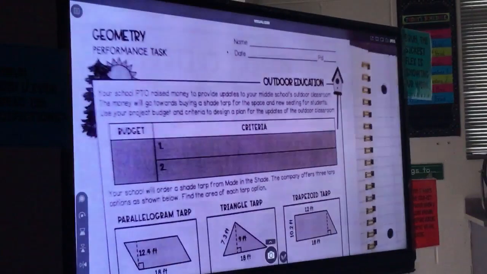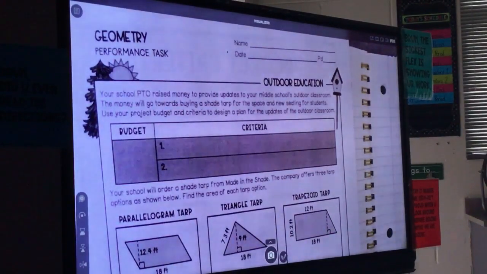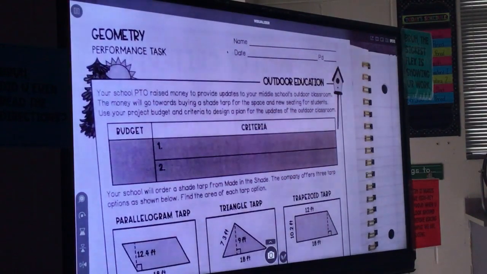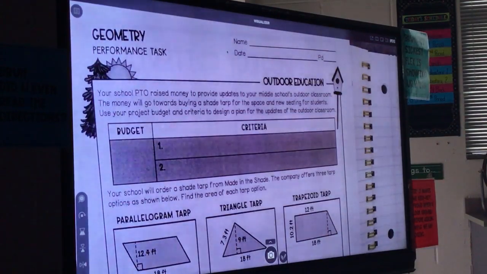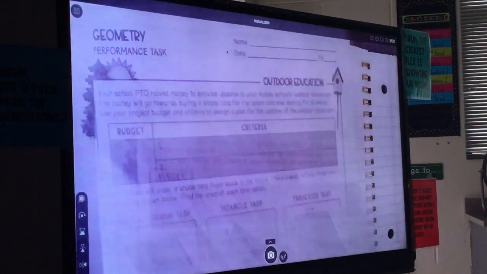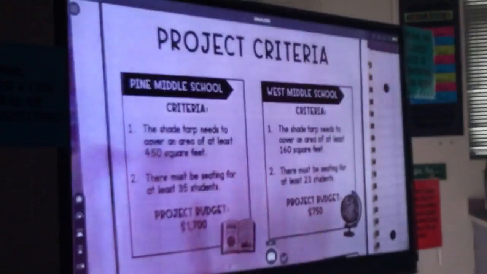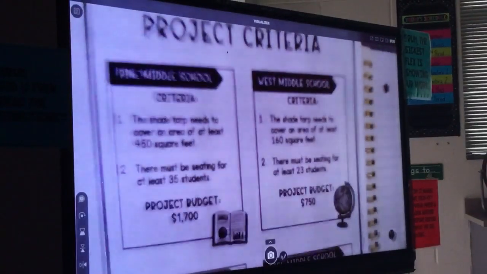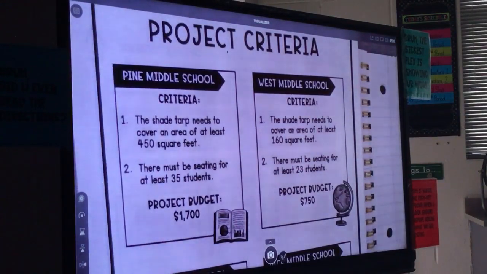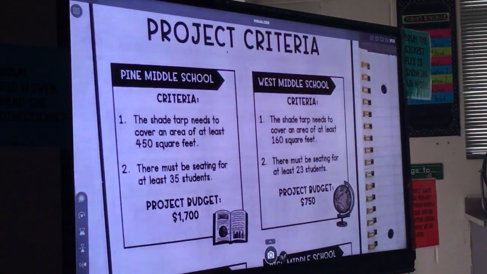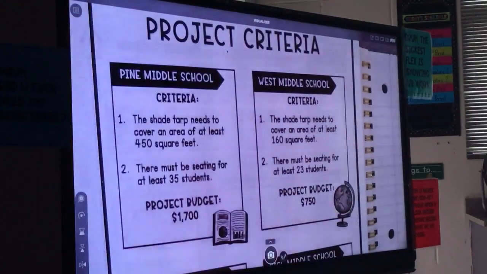So it says your school PTO raised money to provide updates to your middle school's outdoor classroom. The money will go towards buying a shade tarp for the space and new seating for students. Use your project budget and criteria to design a plan for the updates of the outdoor classroom. All right, so that is essentially your criteria. So now knowing that, again, you need to go back and you need to read each criteria and decide which one you want to do. Whichever one you and your partner finally decide on doing, you just need to take a color and circle that one so that I know when I'm grading it that is the one you're doing.